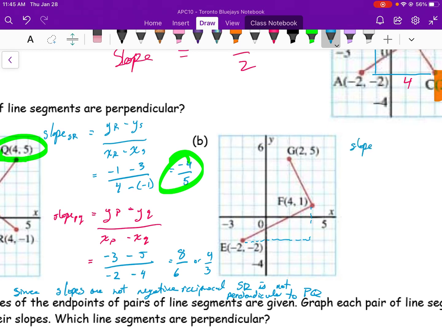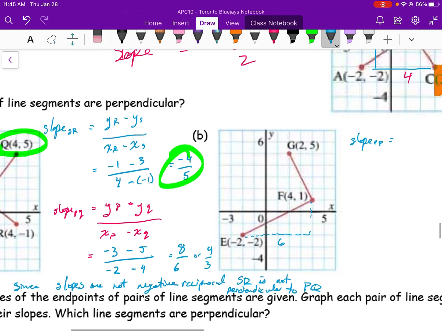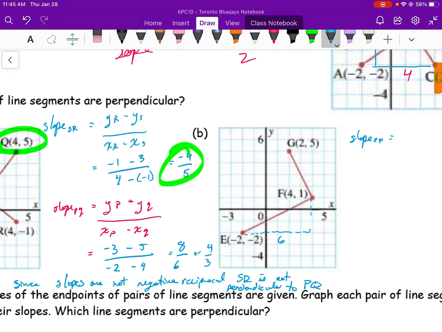So the slope of EF is going to be, well, I notice that my x value increases by 6 and my y value goes from 2 to 1, no, increases by 3. So my change in y is 3, change in x is 6, so the slope of EF is 1/2.